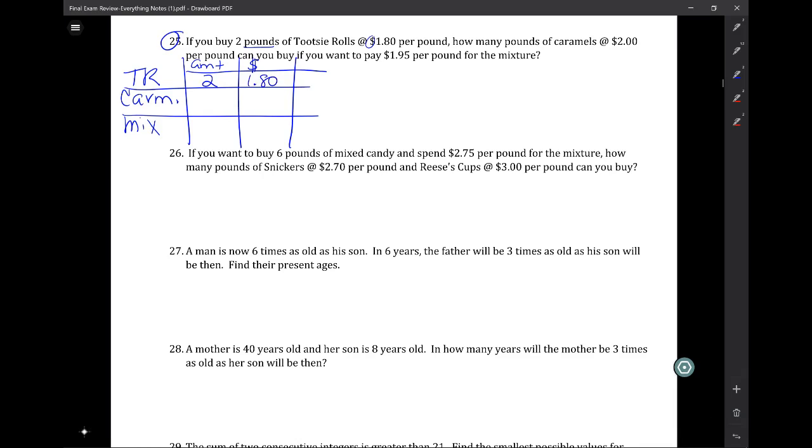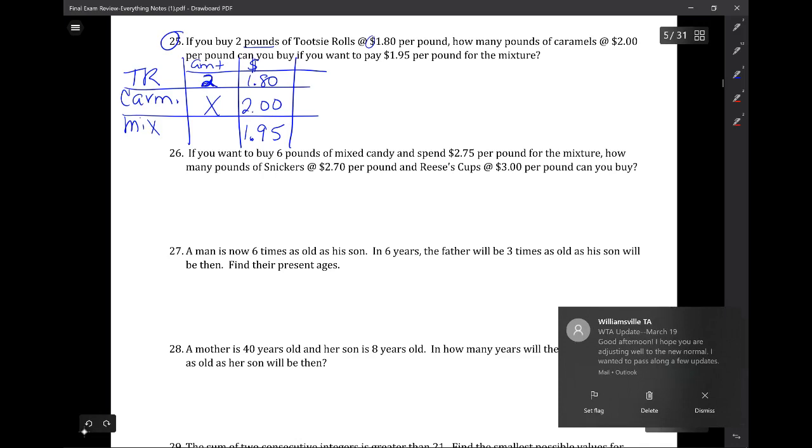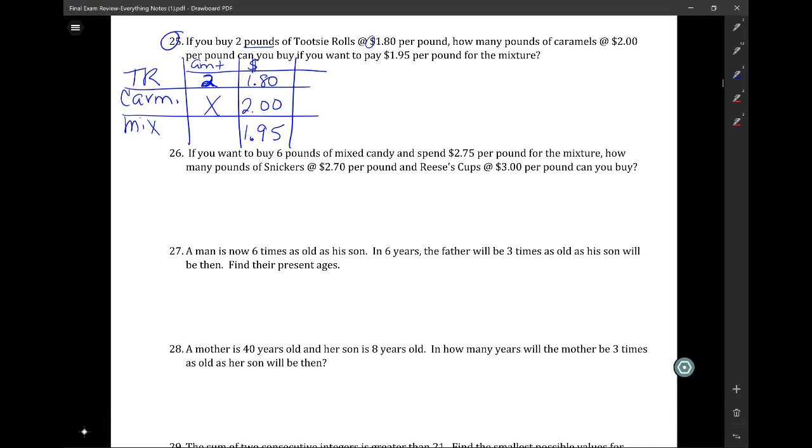How many pounds of caramel? So I do not know how many I'm purchasing, but I know it's going to cost me $2. If I want to buy a mixture, that is $1.95 per pound. So if I'm taking 2 pounds of Tootsie Rolls, and then I am buying X pounds of caramels, and I'm putting them together in the same bag, I'm adding them together in the same bag. So I would have caramels plus Tootsie Rolls together.